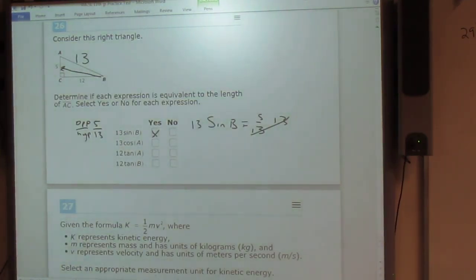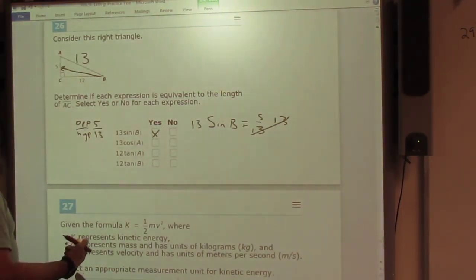And so, what about cosine A? How's that going to work? What is cosine? Adjacent over hypotenuse.